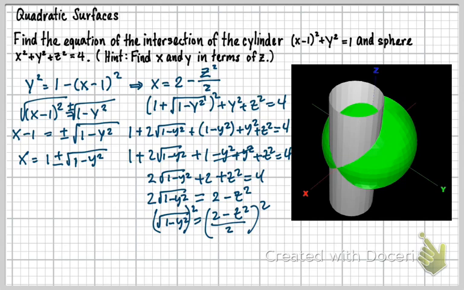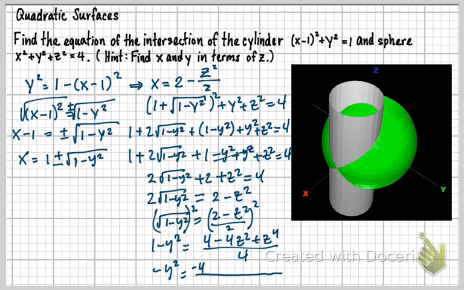So now that's going to give me 1 minus y squared equals, and up top I'm going to get 4 minus 4z squared plus z to the 4th, all over 4. And then I'm going to subtract 1 from both sides. So minus 1 minus 1. And that's going to result in negative y squared, which equals, and when I move that 1 over, I'm just going to say minus 4 over 4.